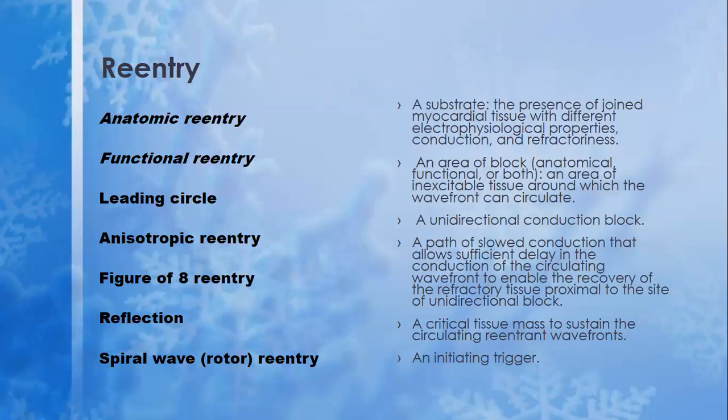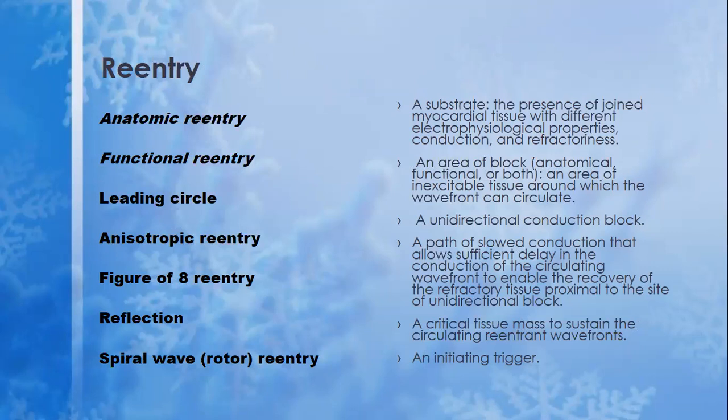And so to produce a re-entry circuit, either anatomical re-entry, which may be global or local, a substrate having different electrophysiological properties must be there, which prevents the normal conduction through this tissue. And due to varied refractoriness, this also prevents the conduction through it. As a result, the action potential bypasses this area and produces a re-entry circuit. We will explain it later on. So an area of block must be there, anatomical or functional or both.